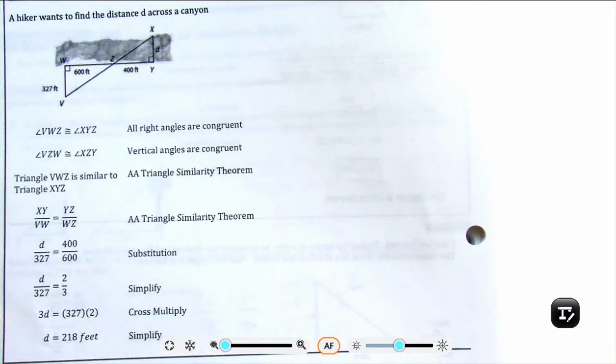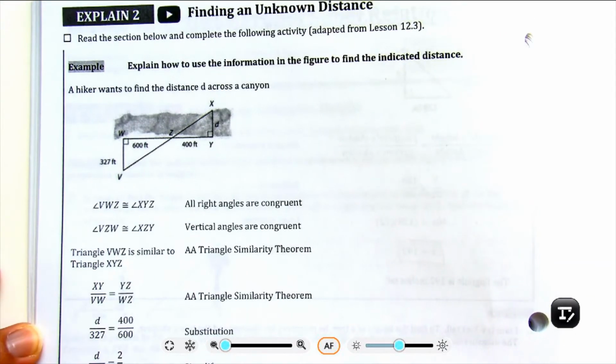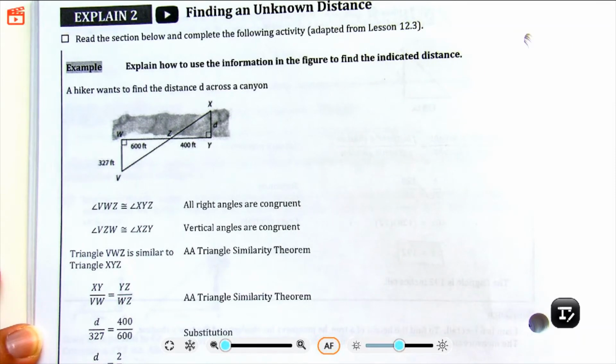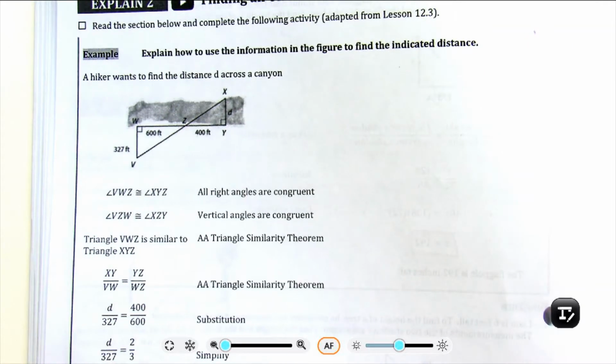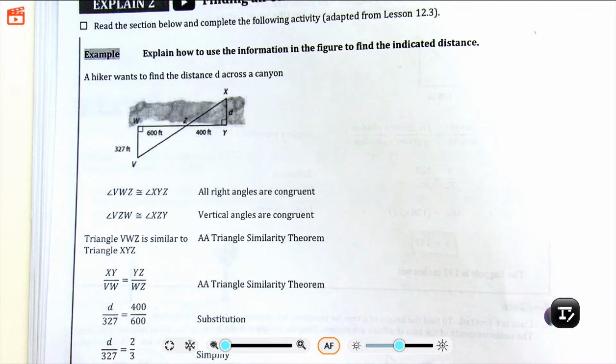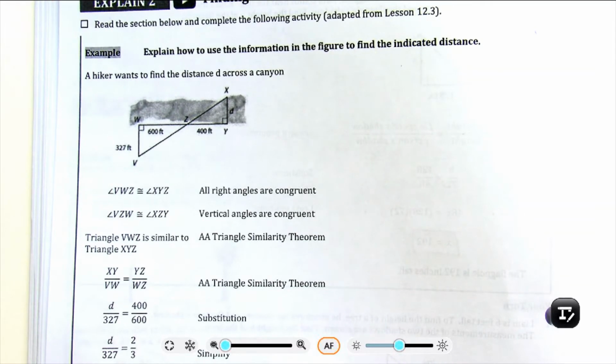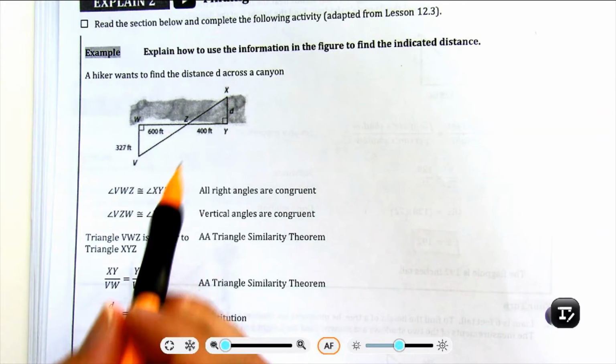Okay, and let's look at a different kind of problem. So this is the same thing, but it's just two triangles that are written in a different way. A hiker wants to find the distance across a canyon. And in this picture, we have a picture.